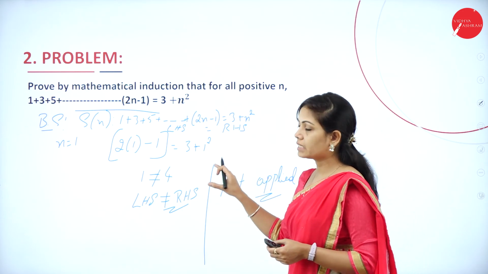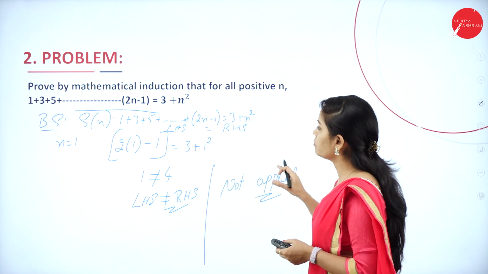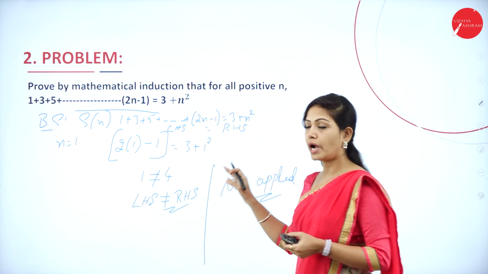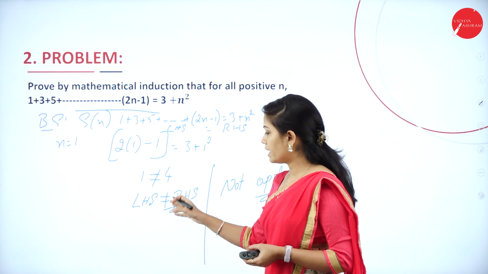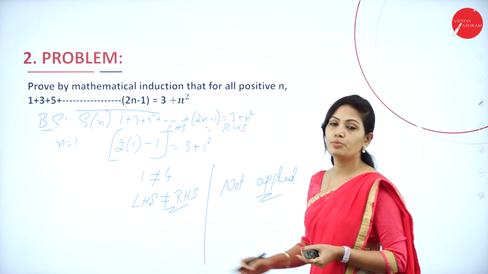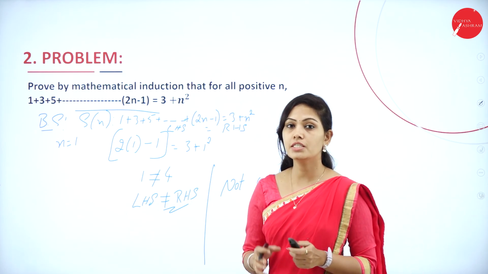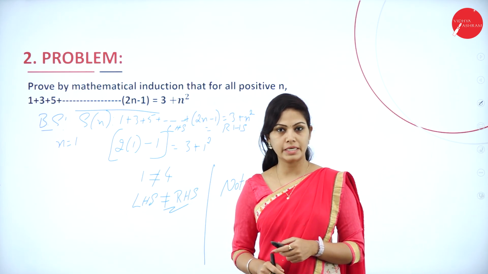So in the mathematical induction method, every time you have to prove that n is equal to true, k is true and k plus 1 is true. If the LHS value is equal to the RHS value, we can easily simplify using mathematical induction. So today you learned 2 more problems on mathematical induction.